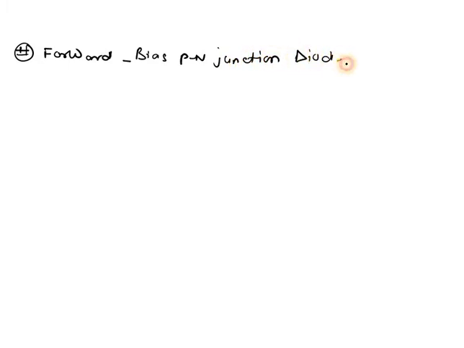Now, in the previous video also we briefly saw that we have two operation modes of diode. One is called forward bias and one is called reverse bias. So now in depth we'll discuss that. What do we mean by forward bias? When a p-type semiconductor is connected to the positive terminal and n-type is connected to the negative terminal of a battery, such kinds of junctions are called forward bias junctions.